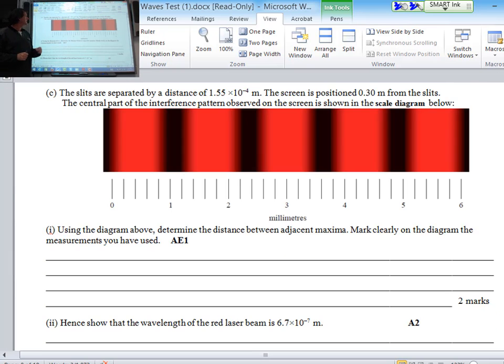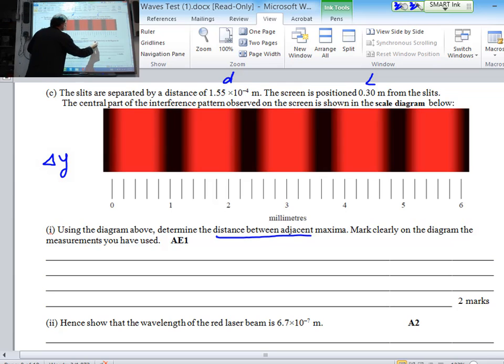Now here we're being told the distance between the slits, D. Okay? They're telling the screen how far it's positioned away from the slits, so that's L, how far it is from the slits to the screen. And you've also got a diagram here of the fringe separation, which is this delta Y idea. So it says here, using the diagram above, determine the distance between the adjacent maxima, which is called the fringe separation. All right? Mark clear on the diagram the measurements you have used.